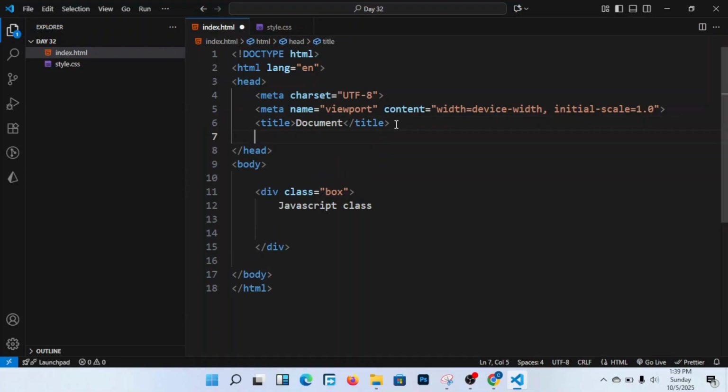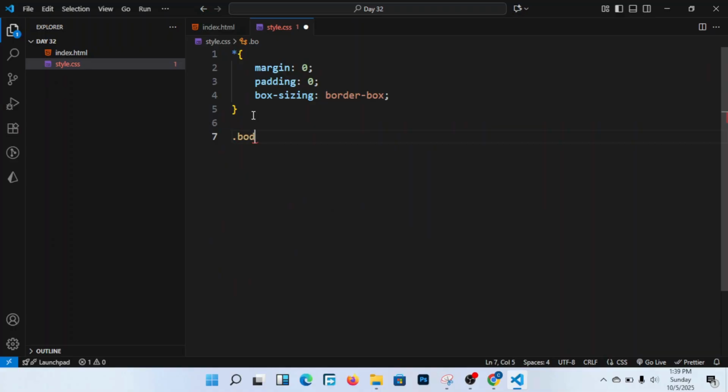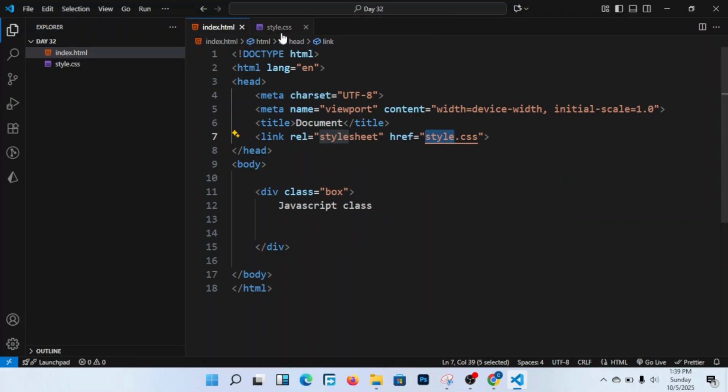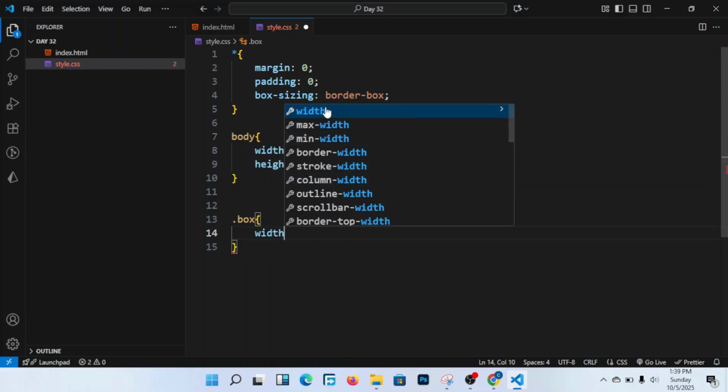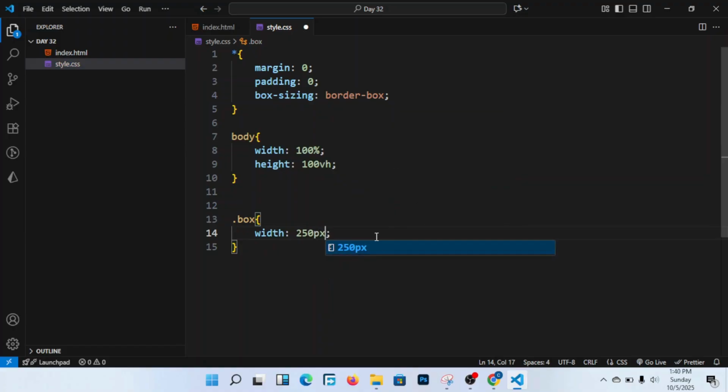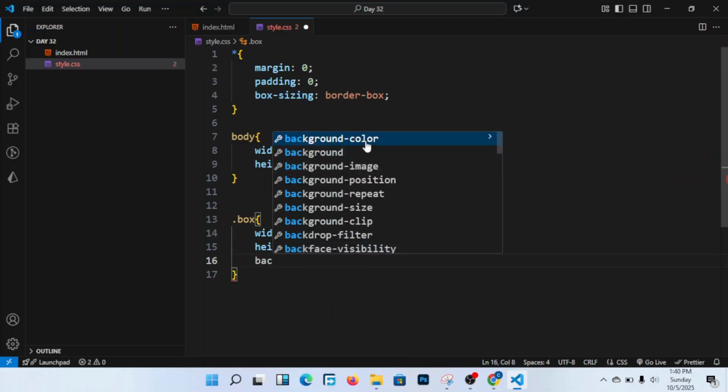When we link our CSS file, I put here body with width 100% and height 100vh. Then I come to the box and say dot box, width 250 pixels. Let me say this one is 250 pixels, and the height is maybe 500 pixels. Then background color, I can say orange red.